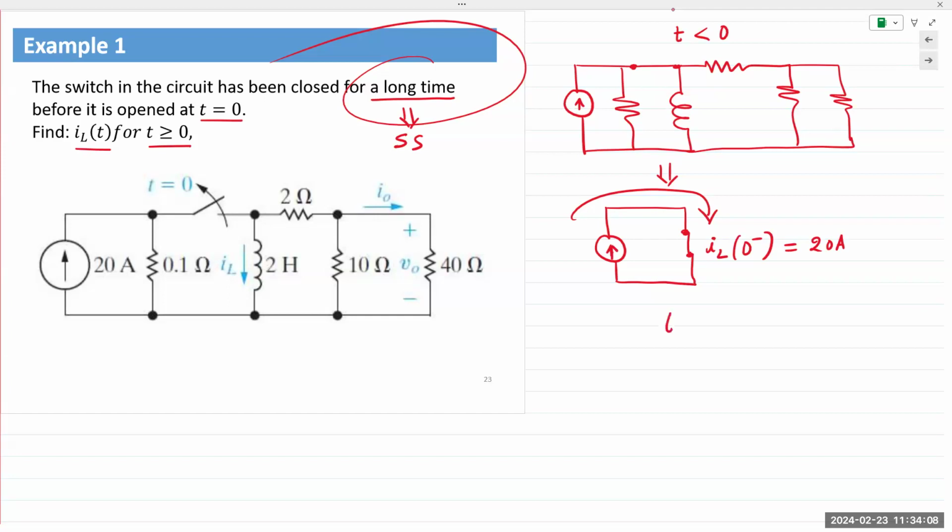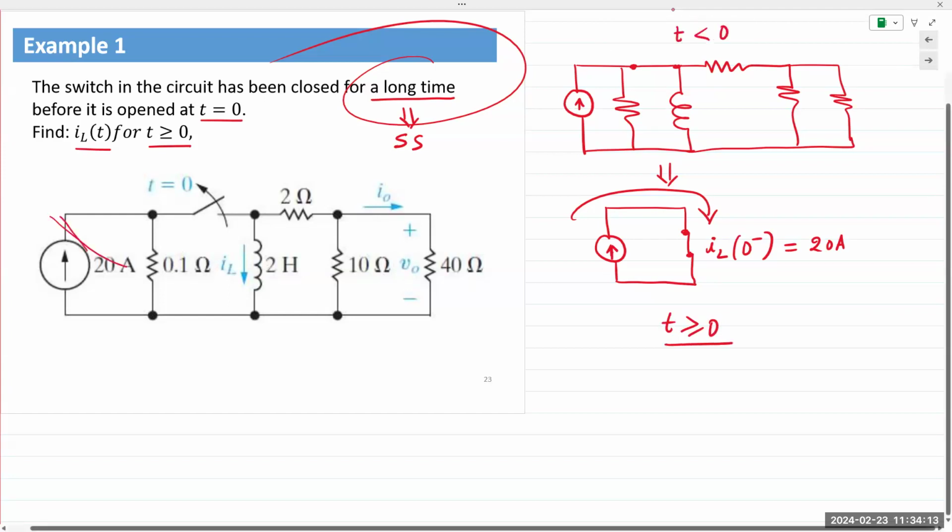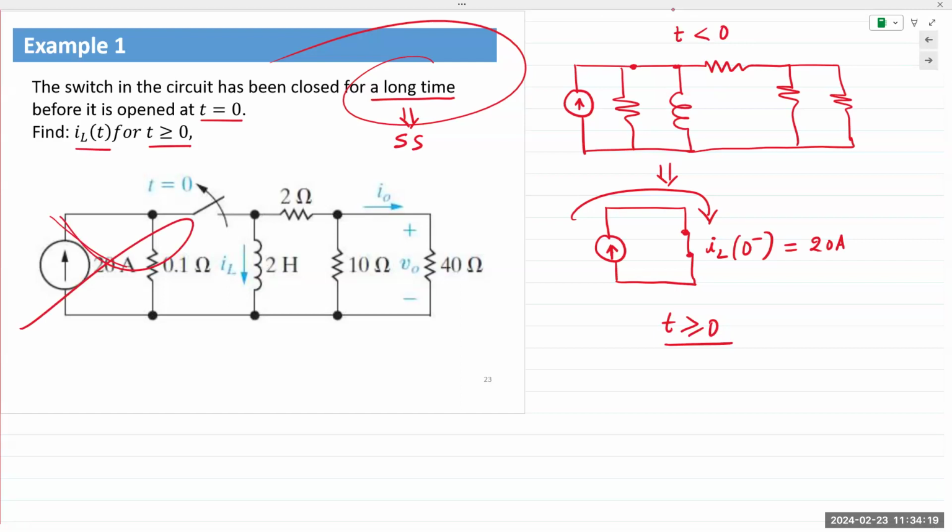Now the switch is flipped open. So for time t greater than or equal to 0, the source and the resistor are disconnected, and the only thing left in the circuit is the inductor along with the 3 resistors. Take note of the current direction. It is already given to us in the problem statement. We cannot change that current direction. You have to keep it the same.